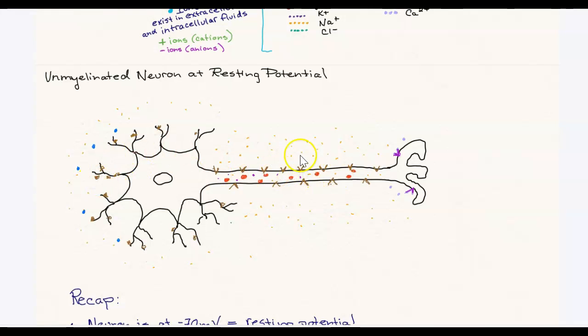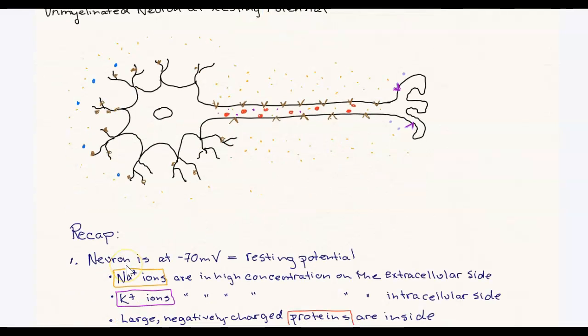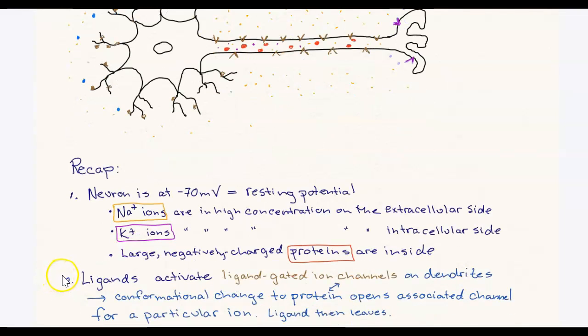And so this is basically what a cell would be at rest. So it's not doing anything. It's just the input zone waiting for information to come in. So here we have the neuron at negative 70 millivolts, resting potential. Sodium ions, high concentration outside, extracellularly. Potassium, high concentration inside, on the intracellular side. And then the large negatively charged proteins are also inside.